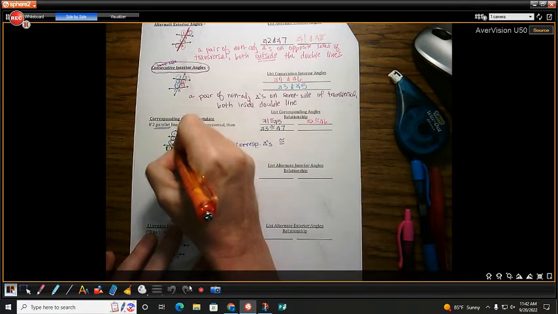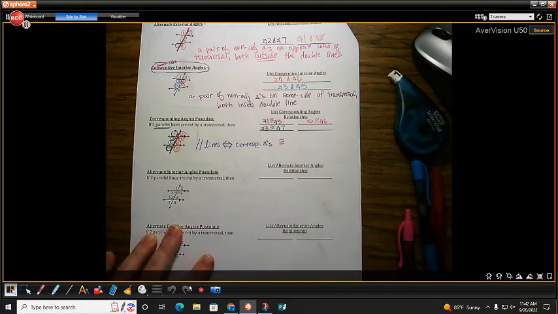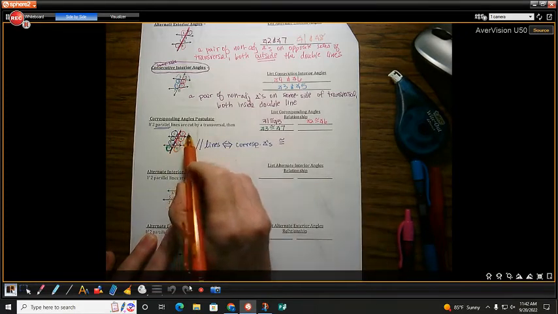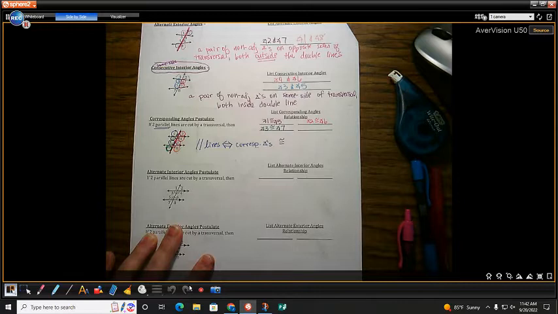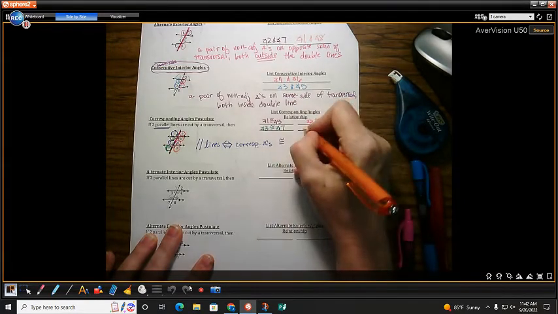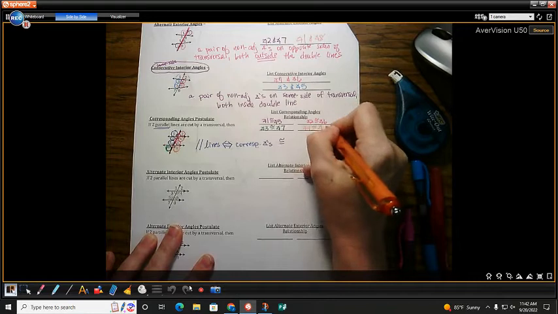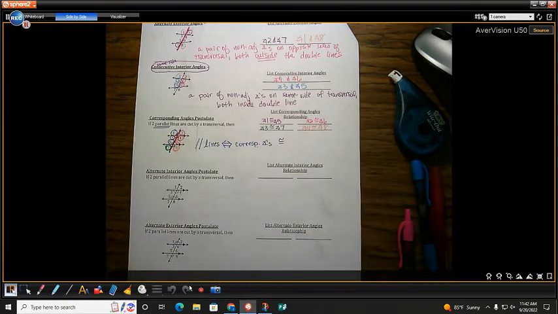Angle 4 and 8. And how will they be related? I have parallel lines, and how are 4 and 8 related? Which means they have to be congruent. Perfect.